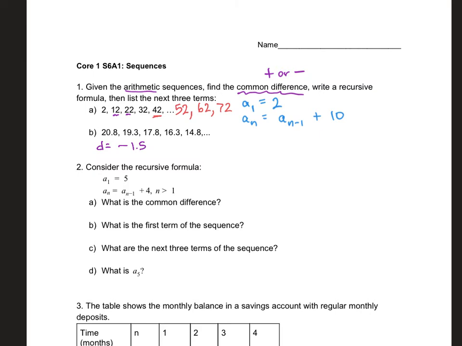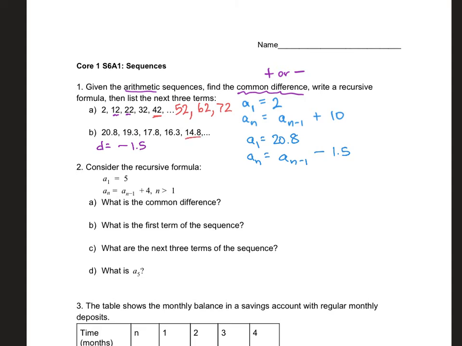So for our recursive formula, a sub 1 equals the 20.8. That's our first term value. How to get the next value? A sub n equals, we take the previous term a sub n minus 1 and we subtract 1.5. Adding negative 1.5 is the same thing as subtracting 1.5.